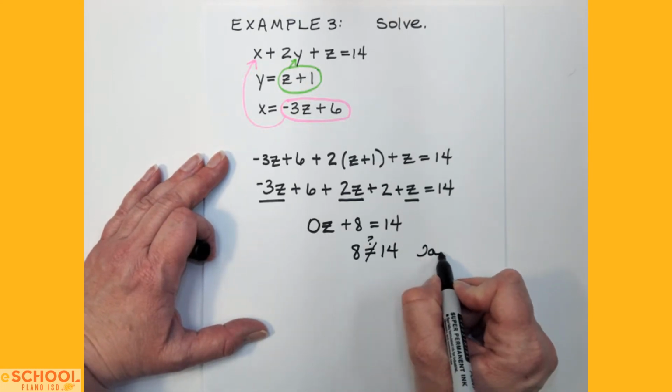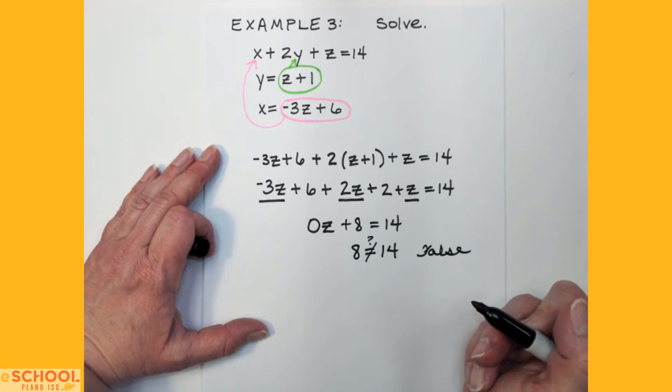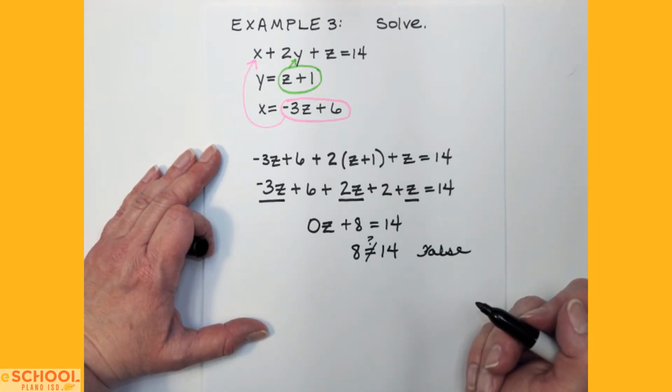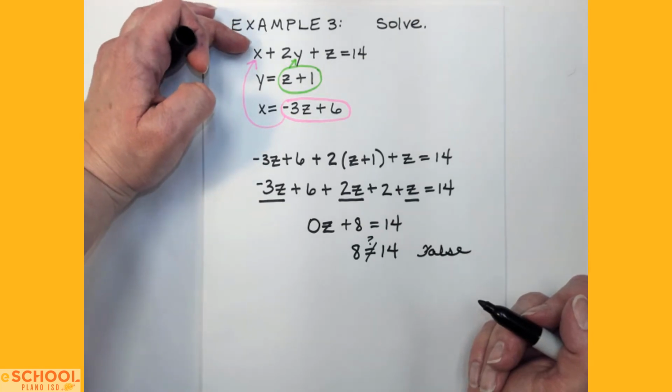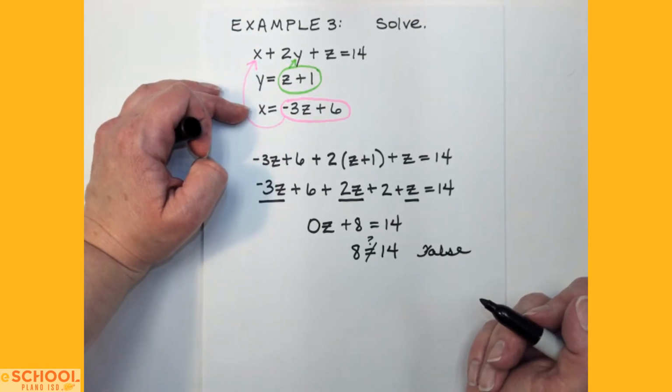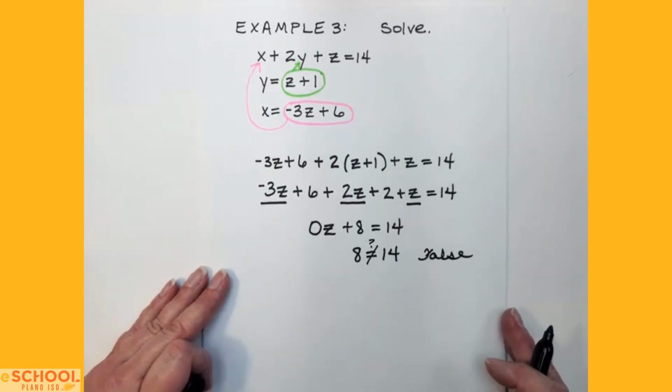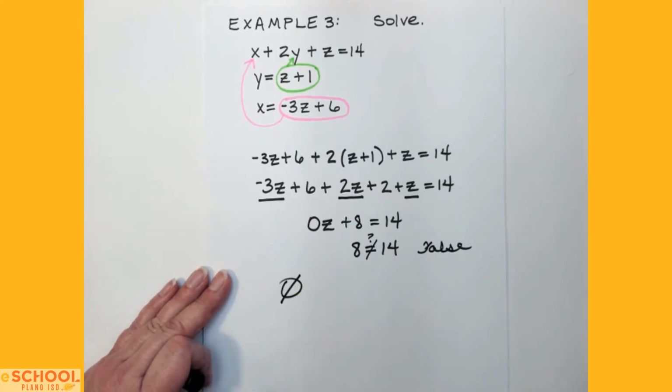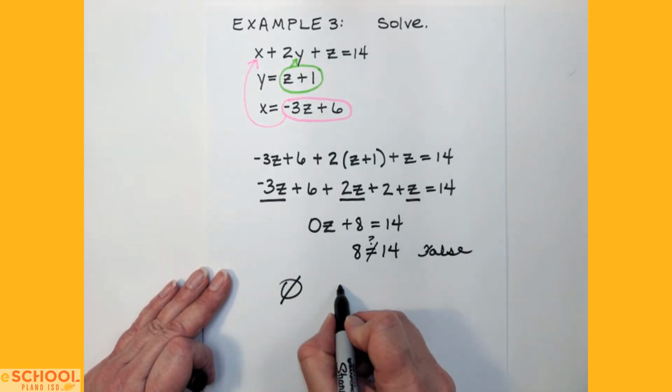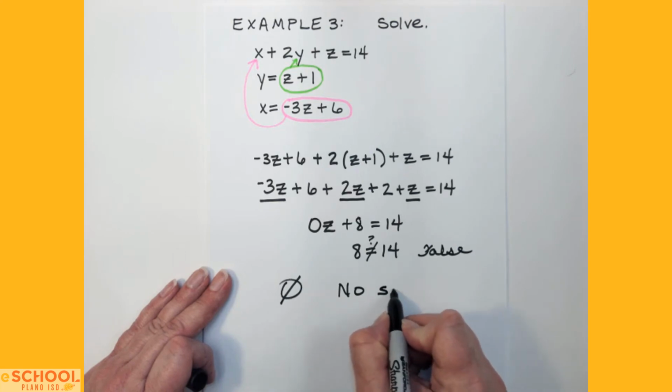If we work this out and we come up with a false statement, that means that there is no point that will satisfy all three equations in our system. So therefore, we say there is no solution. You can either use the symbol for no solution or write the words no solution.